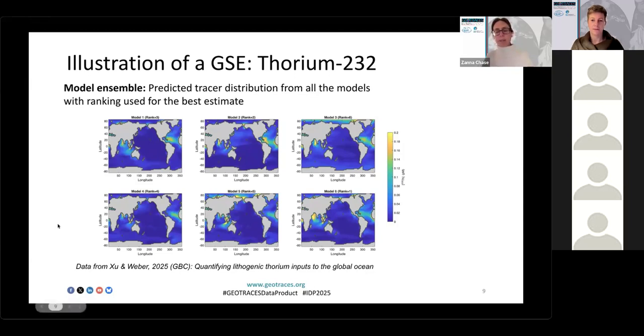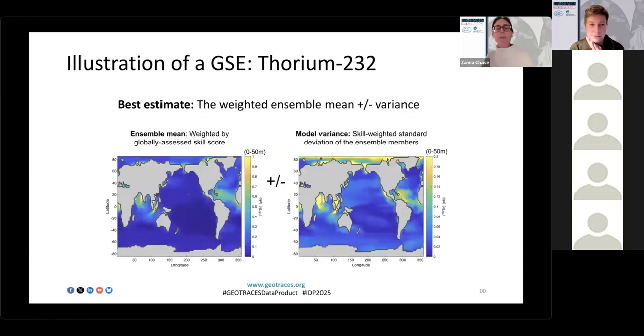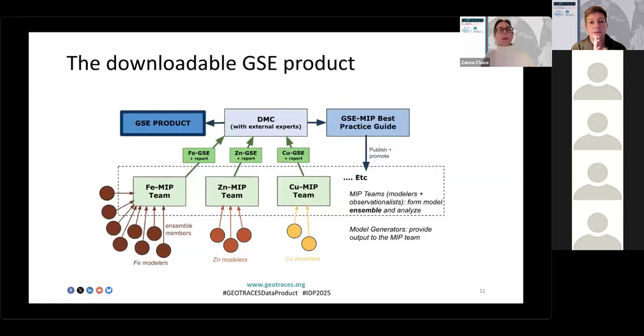So then we're going to combine these 6 models. We're going to take their skill scores and combine them to produce the best estimate of thorium in the ocean, by taking the ensemble mean, which is weighted by the globally assessed skill score of the different models, combining that with the model variance to produce the best estimate of thorium. So next, we would provide our best estimate and a report documenting the intercomparison to the Data Management Committee, who will then combine this with estimates of different TEIs into the final downloadable GeoTraces state estimate product.